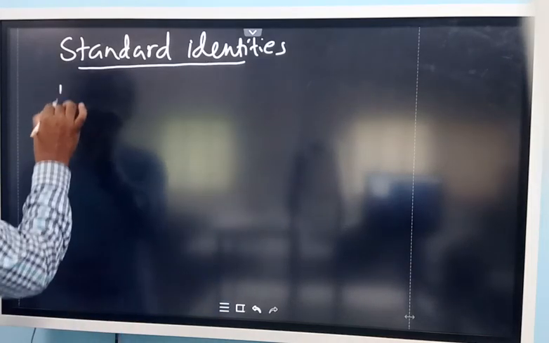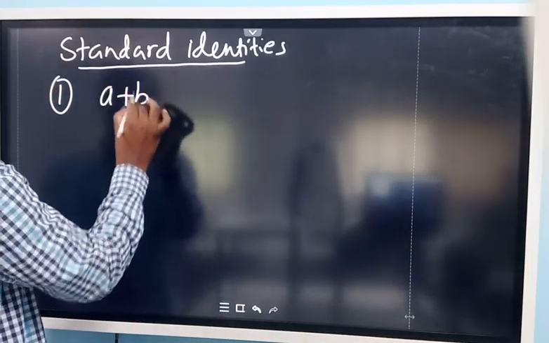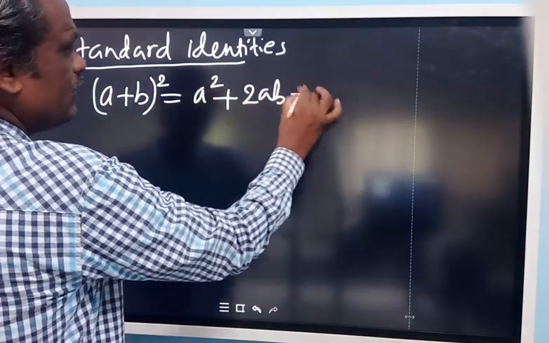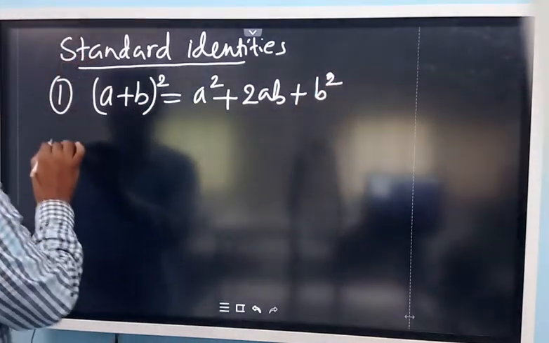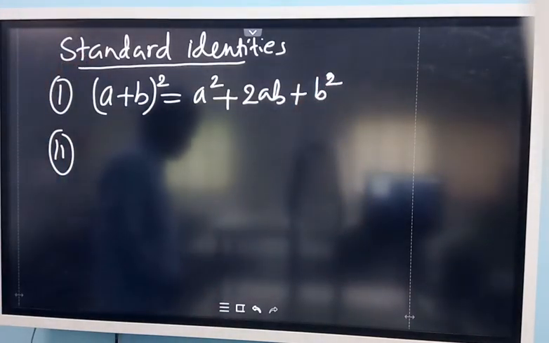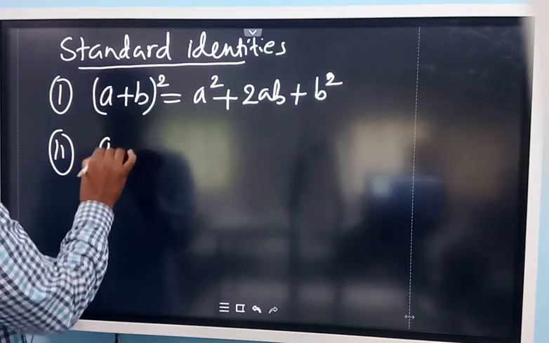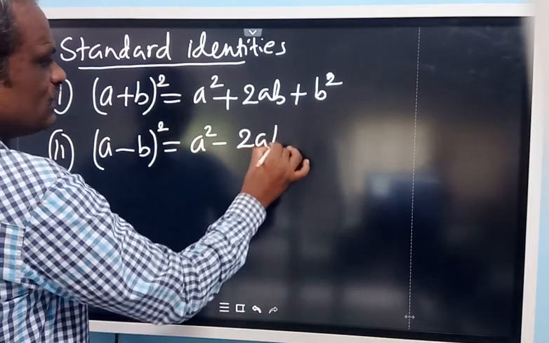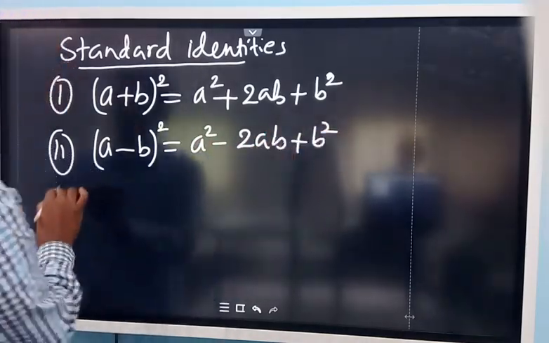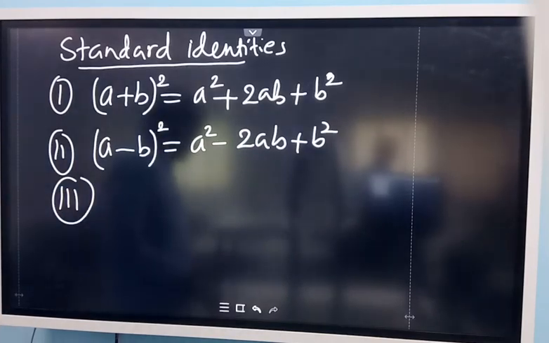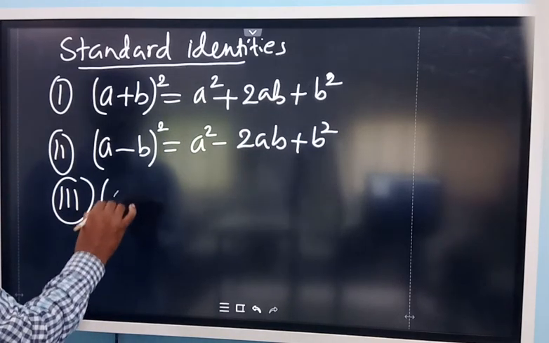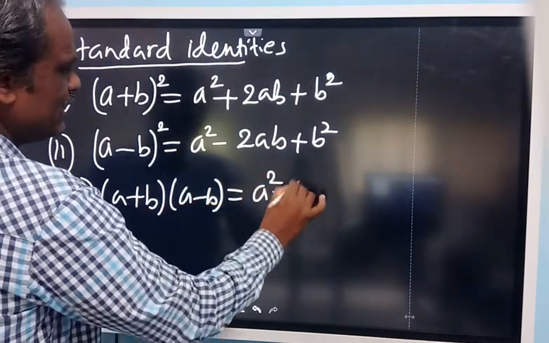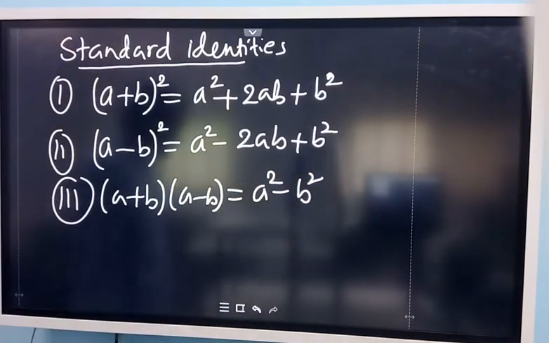So the first standard identity is (a + b)² = a² + 2ab + b². So it is a standard identity. Then the second one you can write as (a − b)² = a² − 2ab + b². And the third identity, you can take (a + b)(a − b) = a² − b². These are the standard identities we are going to learn in this chapter.